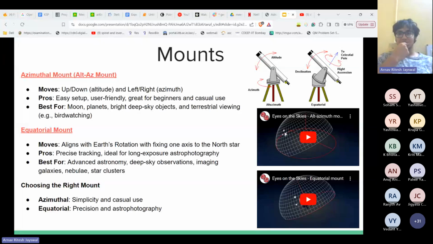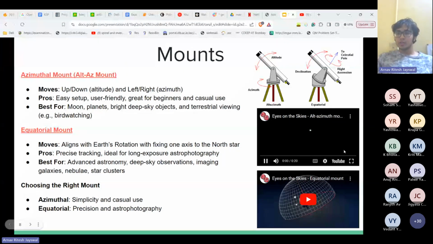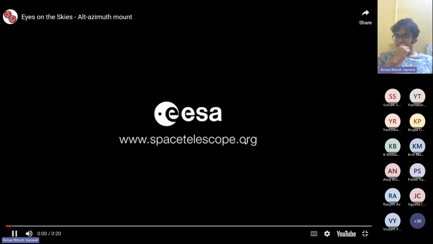So as we saw in the previous images, there were two telescopes which we couldn't name, but they were of two types. And they were not really of two types, but they were of two mounts. A mount is basically the stand on which the telescope is placed, and they can be azimuthal or equatorial. An azimuthal mount moves up and down along the altitude and left and right along the azimuth. It's a little difficult to visualize, so let's just see this video.